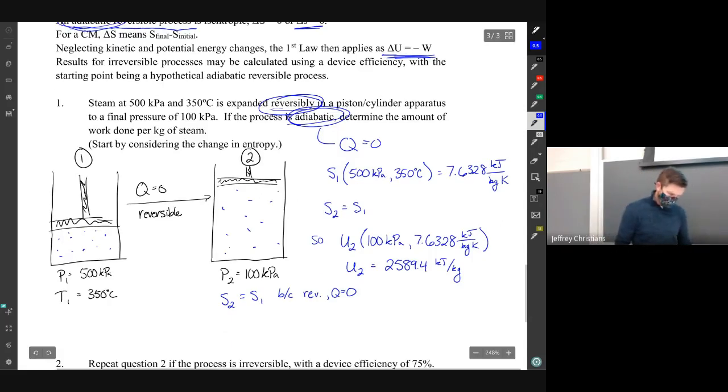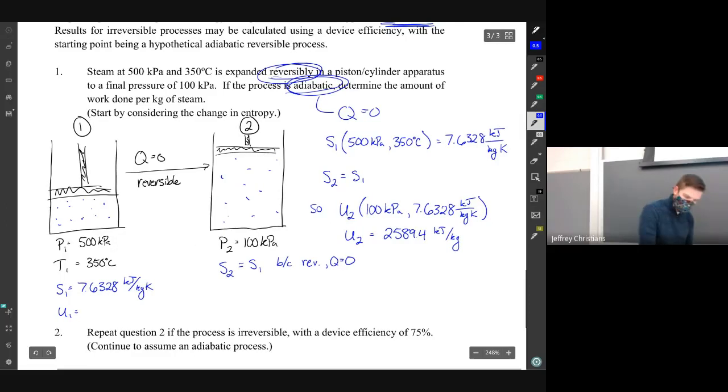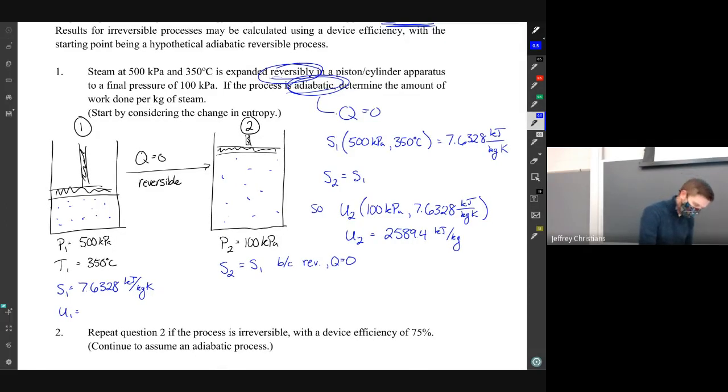I didn't write this, I probably should have. So S1 was 7.6328. And U1, again, if we look up S1, we would look up U1 the same way. This was 82.59 kilojoules per kilogram.